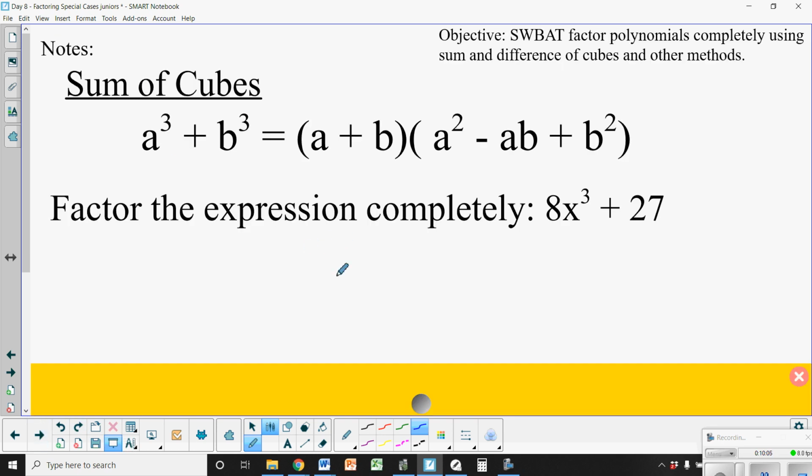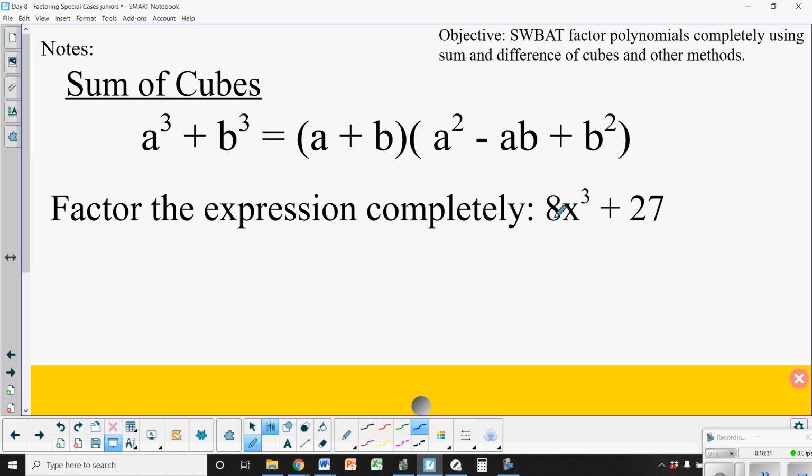So if we have sum of cubes, so this is where we have two things being cubed. If we have something cubed plus something cubed, then we can rewrite it as this. And notice that this is a little bit more involved than the last one. It's going to be a plus b, then a squared minus ab plus b squared. This is going to be a little harder to see, but let's work it out. So we have 8x cubed plus 27.